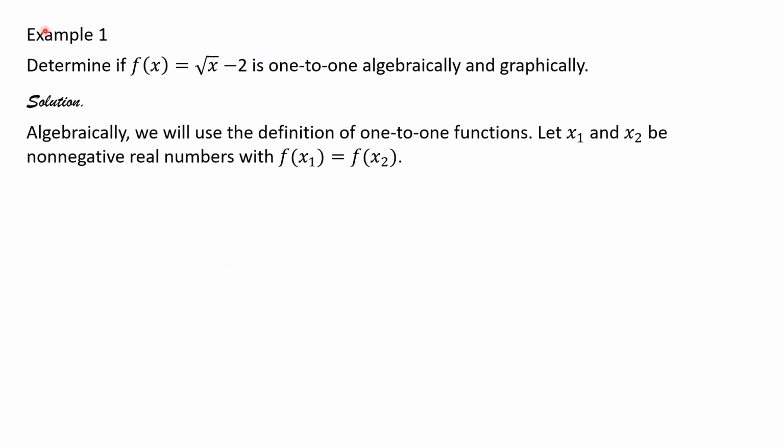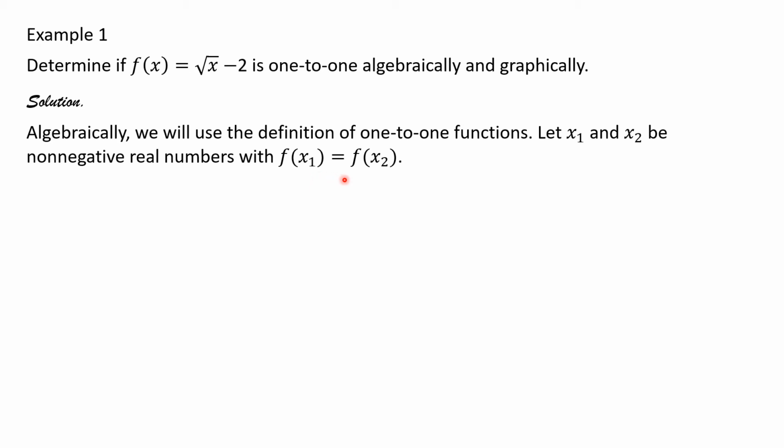Okay, so let's have here an example number 1. Determine f of x equals square root of x minus 2 is one-to-one algebraically and graphically. So for the solution, in algebraically, we will use the definition of one-to-one functions. Let x sub 1 and x sub 2 be non-negative real numbers with f of x sub 1 is equal to f of x sub 2.